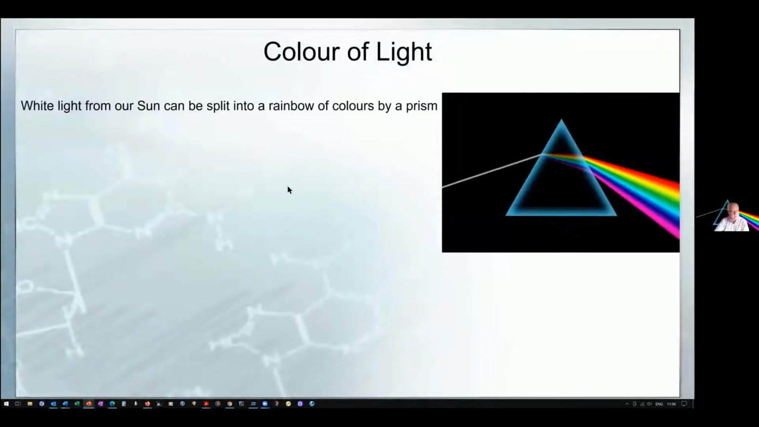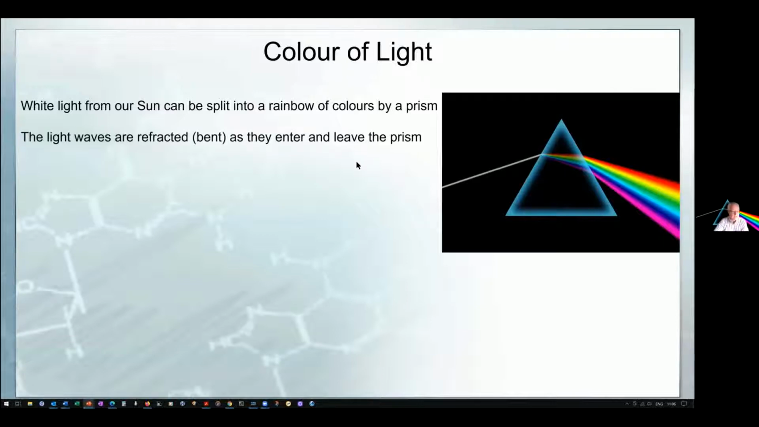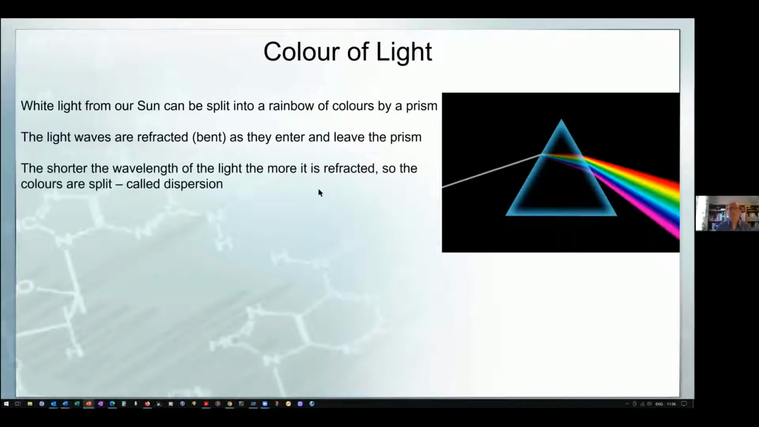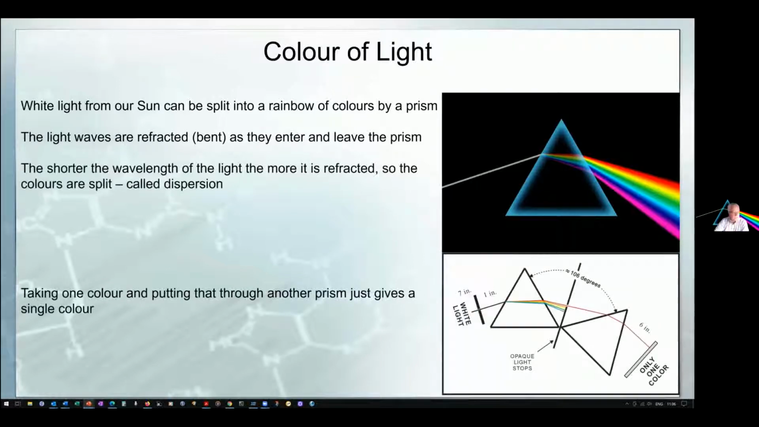Okay, so the white light from our sun can be split, as we know, using a prism or a diffraction grating into a rainbow of colours, and the light waves are refracted and bent as they go into the prism and leave the prism, and that separates the colours. The shorter the wavelength, the more the light is refracted, and this is technically called dispersion. But as Isaac Newton did, he took one distinct colour and put it through a second prism and found that it couldn't be split. Now these days, using modern prisms and diffraction gratings, we can split light into individual wavelengths or frequencies.